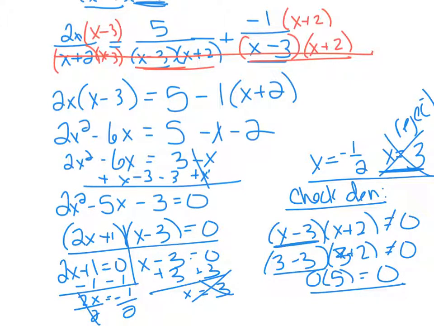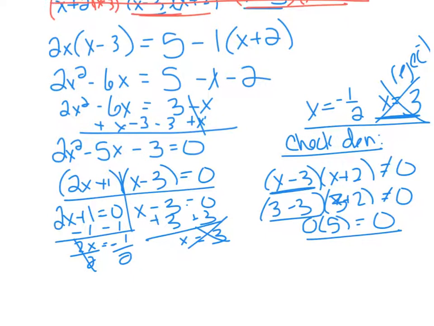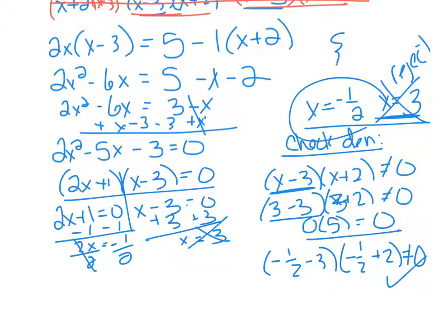And then you also must check the -1/2. However, when you do check it, it's pretty blatantly obvious that it's not going to be 0, but just put it in your calculator, make sure. So that's not equal to 0. So our only solution here is x equals -1/2.